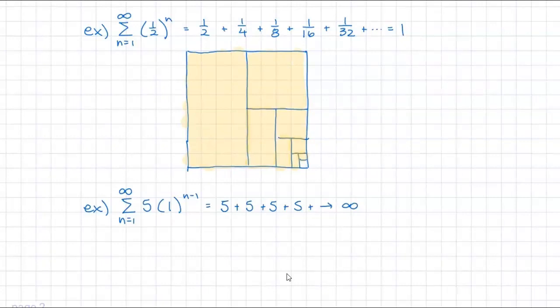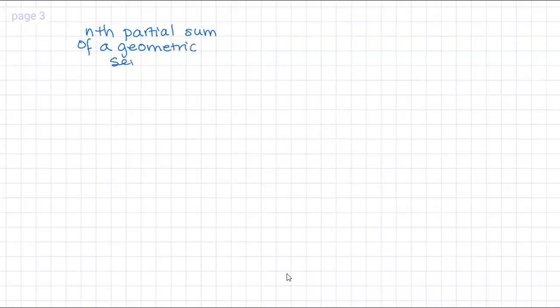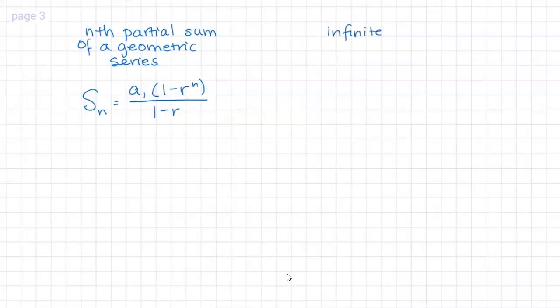So let's go ahead and try to summarize this and see if we can find a formula. Now I'm going to put this formula here. The nth partial sum of a geometric series. We just looked at that earlier. That was S sub n equals a sub 1 times 1 minus r to the nth over 1 minus r. But now let's see if we can get the infinite geometric sum.